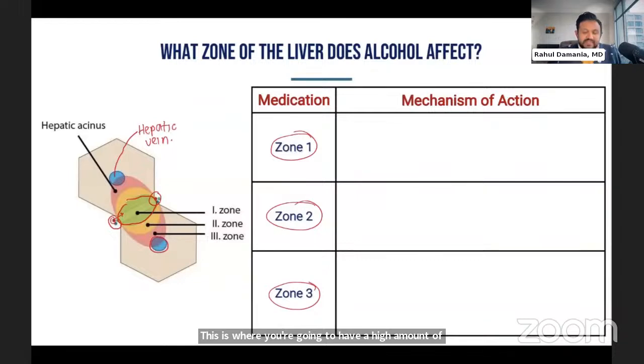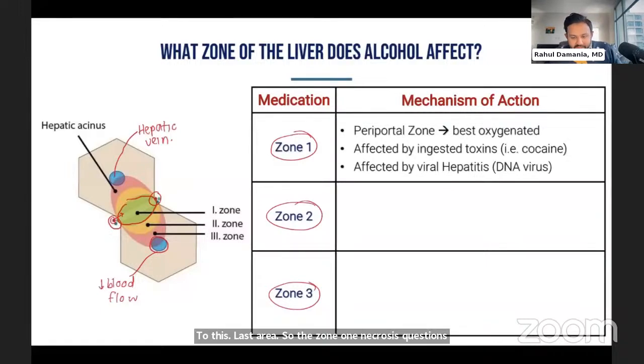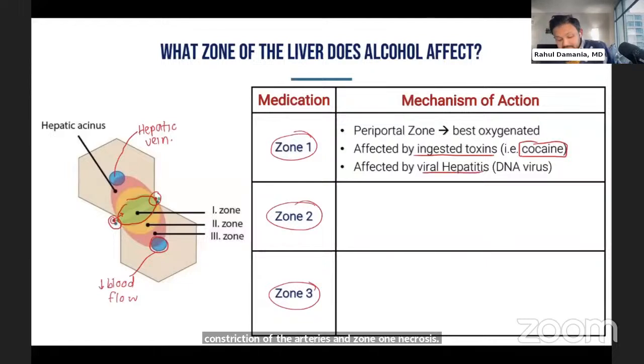Whereas zone 3, this is the one that is going to be most susceptible to ischemia because, as you can see, you are going to have less blood flow to this last area. So the zone 1 necrosis questions are all going to be related to any ingested toxin, like cocaine, for example, can cause you to have vasoconstriction of the arteries and zone 1 necrosis. It's also going to be the one that is going to be affected by the viral hepatitis agents. For example, hepatitis B, which is a DNA virus, is going to affect this portal triad zone 1.